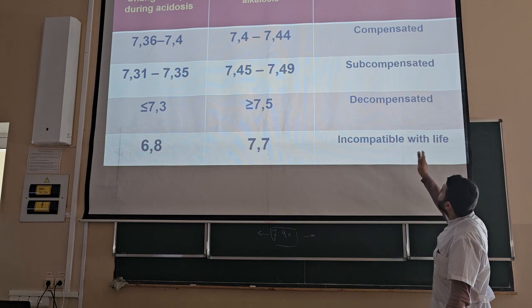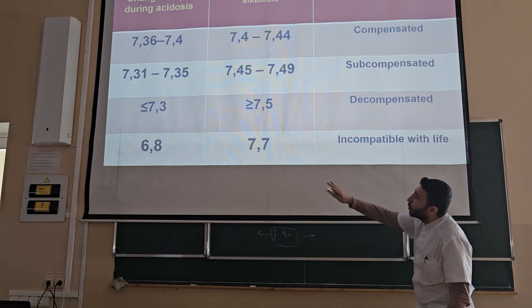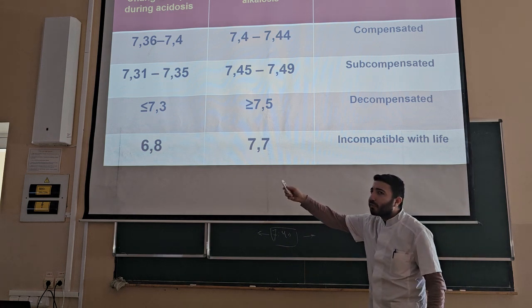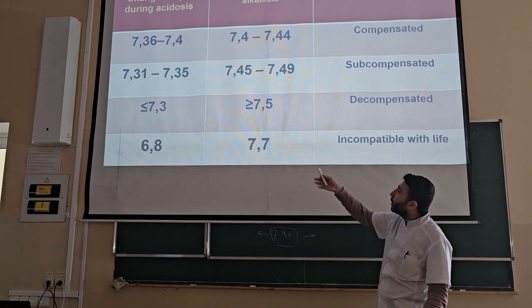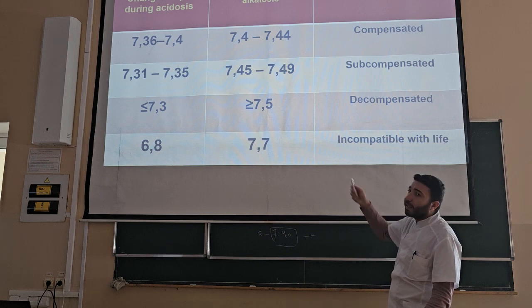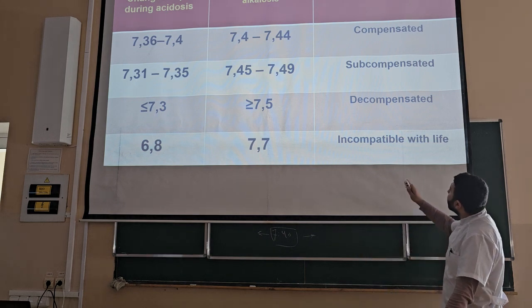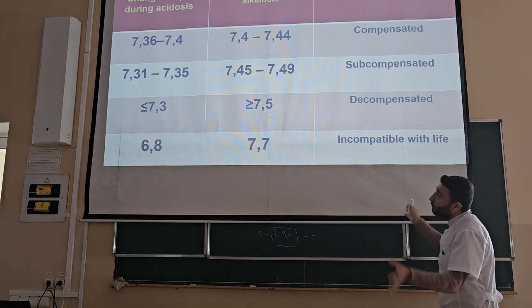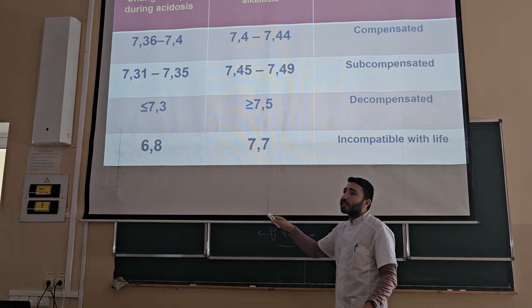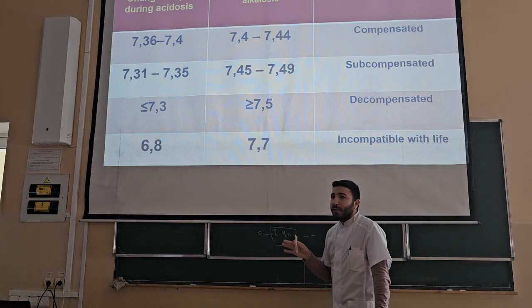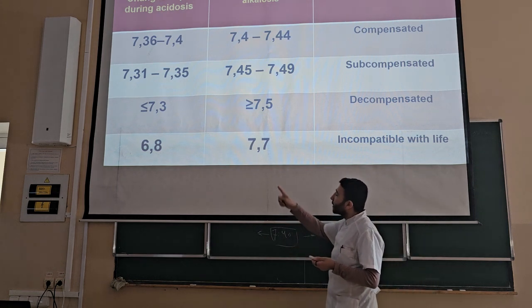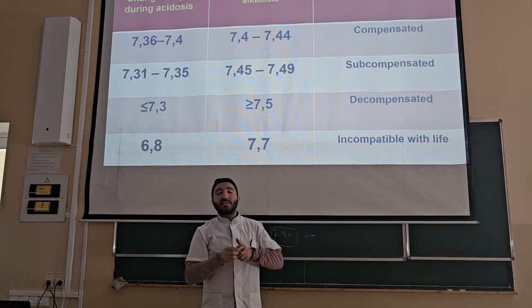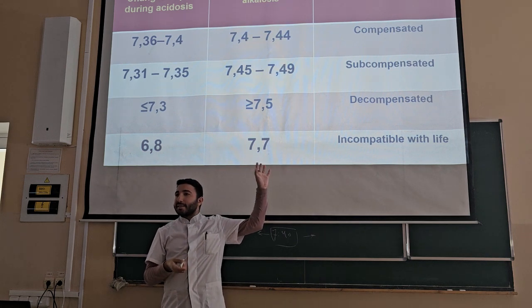As well, we have the decompensated. It will be less than 7.3 in the acidosis, and more than or equal to 7.5 in the alkalosis level. Incompatible with life in the acidosis type is around 6.8, and in the alkalosis, 7.7. Please try to remember this one until the end of the lecture.